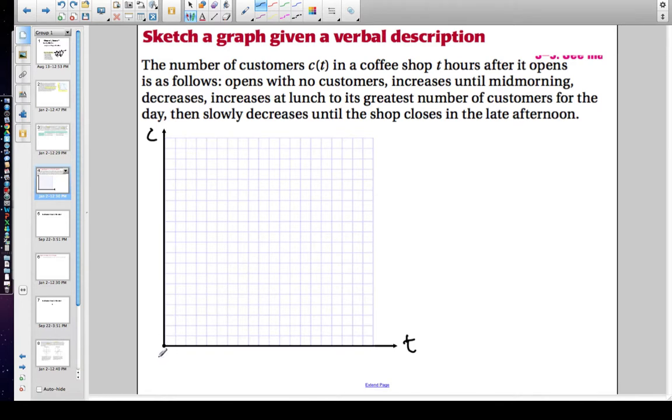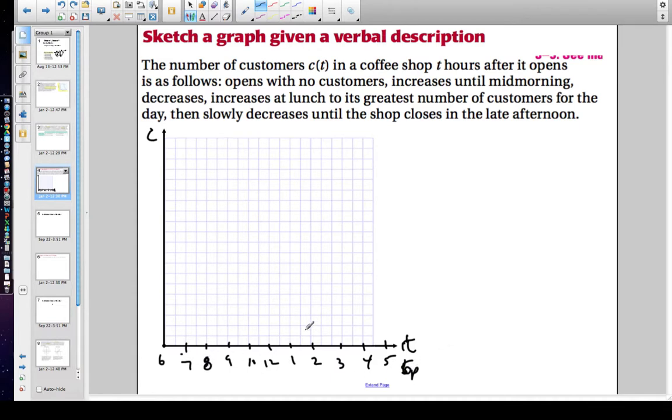So if I wanted to sketch that, this would be the 0 hour. So let's say that the shop opens at 6. Okay, and then maybe what we do is, let's see, 1, 2, 3, 4, 5, 6. That would be noon. 1, 2, 3, 4. Let's say that's the late afternoon. Let's go all the way to 5. Let's say that's 5, right? So this is 5 p.m. So then we have 7, 8, 9, 10, noon, 1, 2, 3, 4, 5, 6 p.m.